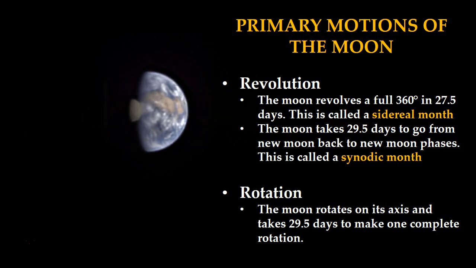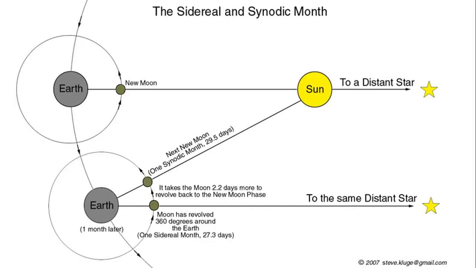Whenever you look at the rotation, the moon also rotates on its axis, and it takes 29.5 days to make one complete rotation. So now that we have an understanding of the motions of the moon, we're going to get into what actually causes the phases of the moon and how it relates to these motions. Okay, the first thing we have to explain is the difference between a sidereal and a synodic month.